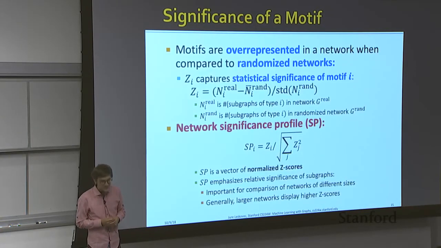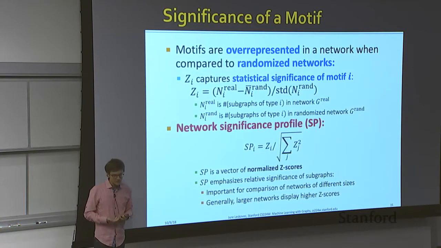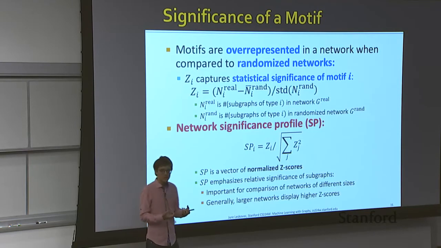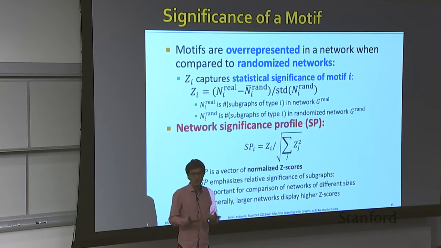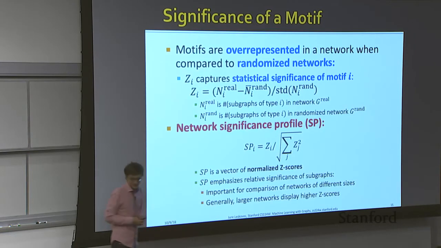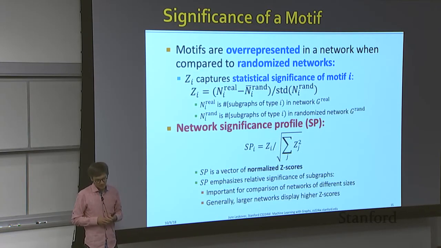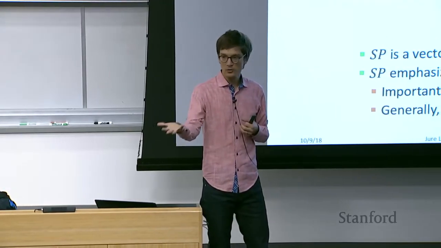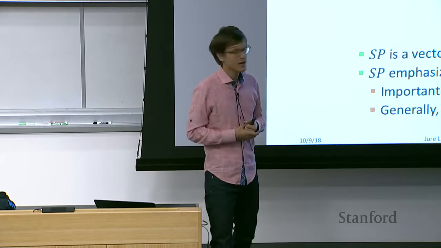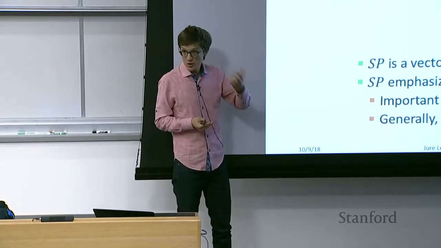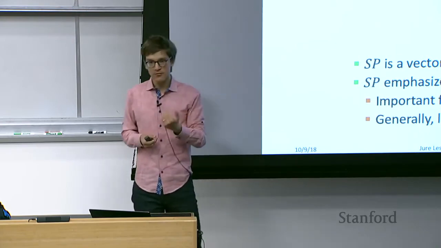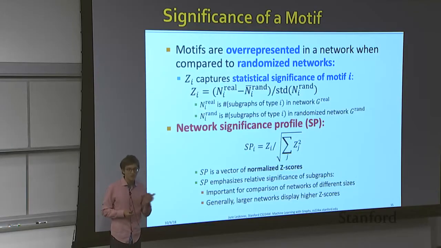Significance is essentially just a z-score. It's the difference in occurrence normalized by some natural variability of that motif in the network. So the idea is the following. I will say that the motif is overrepresented in a network when I'm comparing it to its count or frequency in the random network. This notion of a z-score captures the statistical significance of motif i. And a z-score can be positive or negative.